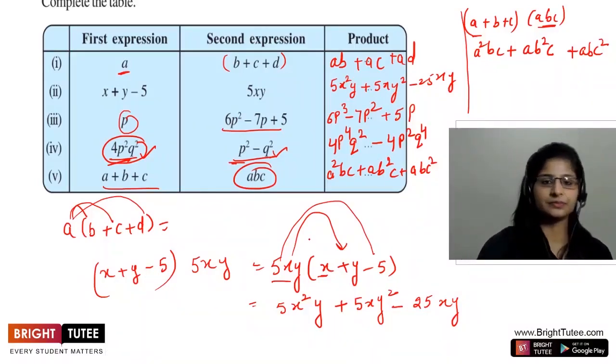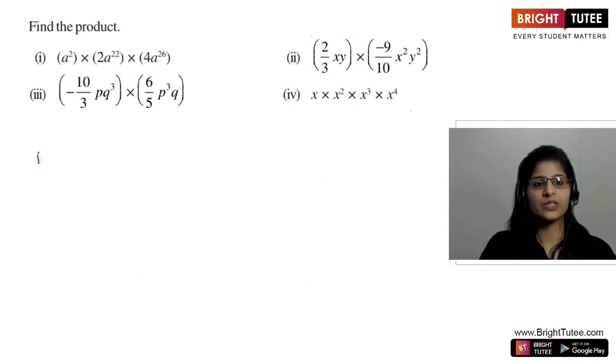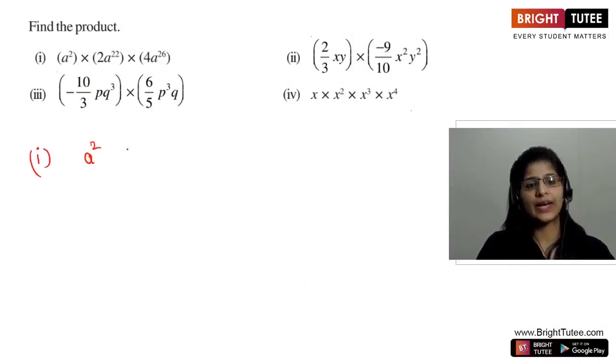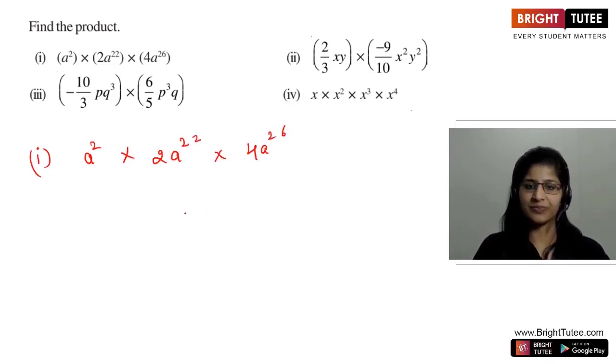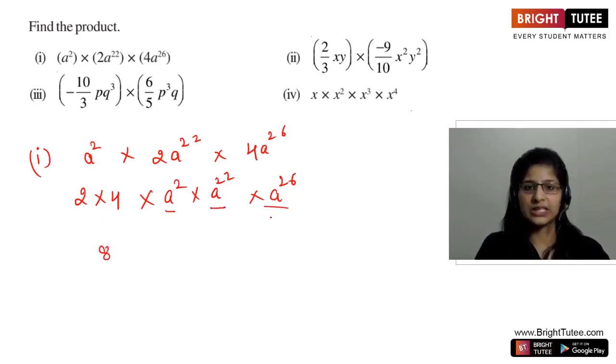Right, here is another question. We have to find the product. Okay, so let us find the product. For the first one we have a square into 2a to the power 22 into 4a to the power 26. Right, so 2 and 4 we will multiply separately. We have a square, a to the power 22 into a to the power 26. 2 into 4 is 8. a square, a to the power 22 into 26.